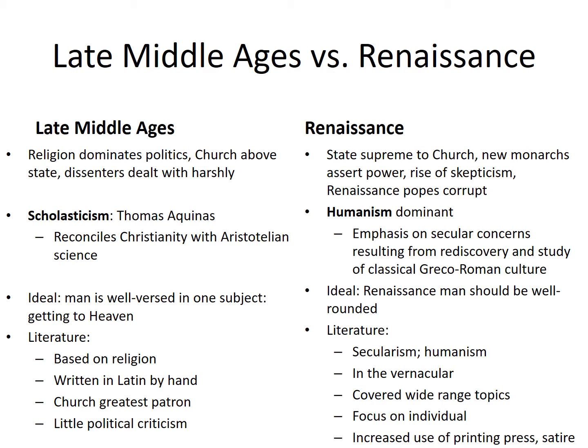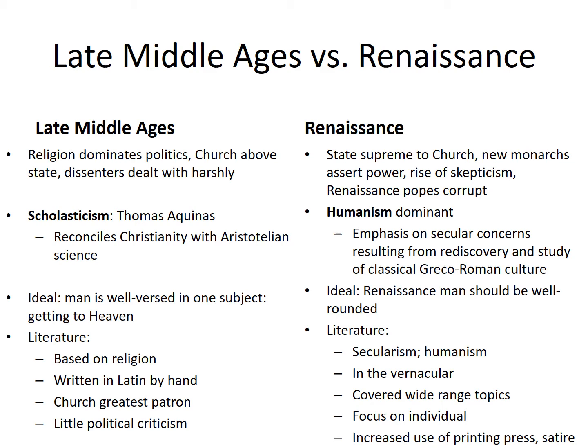Literature was based on religion, written in Latin by hand because there was no printing press. The church was the greatest patron of the arts and literature because they were the ones with all the power. And there was little political criticism going on because of how the power structure was organized.